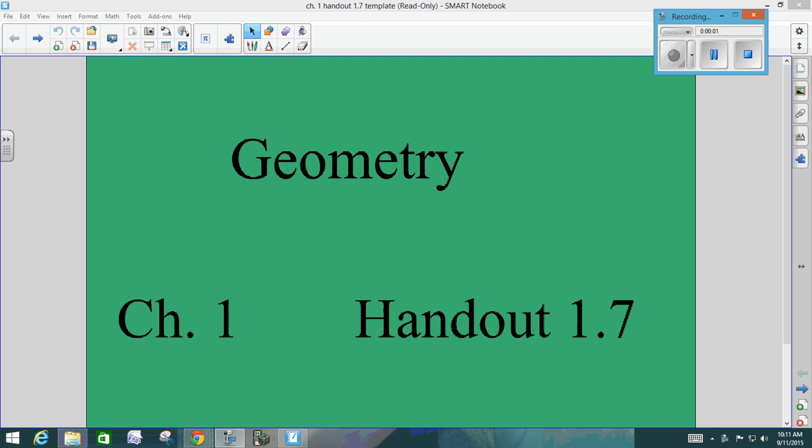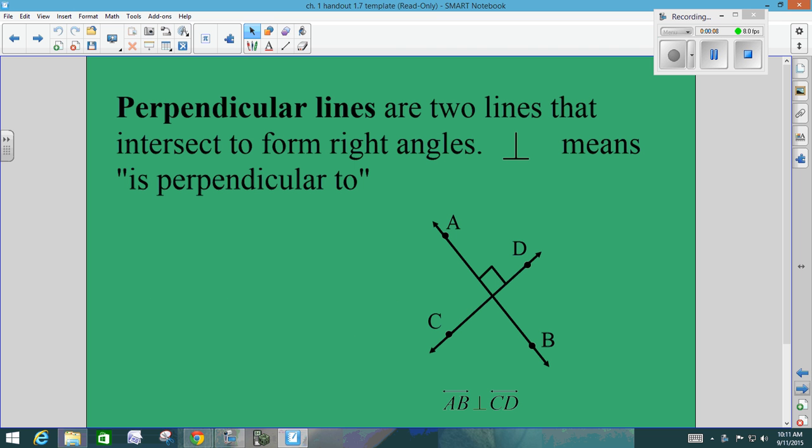Big terms we're going to learn today. And we're going to be using these terms throughout the entire year, so you got to get them down. Your first one, perpendicular lines. Two lines that intersect to form right angles. Perpendicular lines are lines that intersect to form right angles.